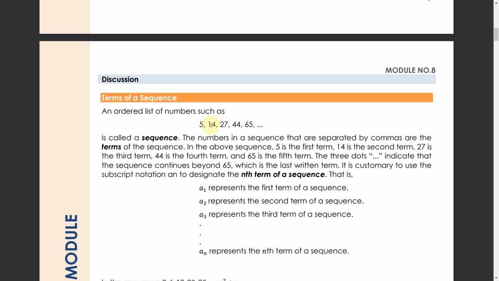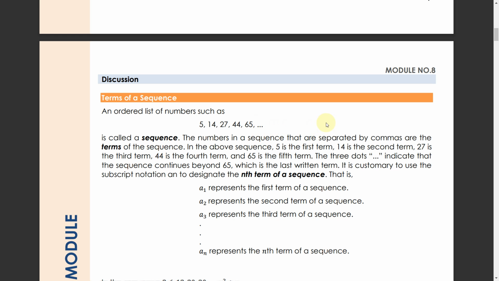So this is our first term, this is our second term, third term, fourth term, then fifth term, and so on. In the above sequence, again, 5 is the first term, 14 is the second term, 27 is the third term, 44 is the fourth term, and 65 is the fifth term. And these three dots indicate that the sequence continues beyond 65. This is read as "and so on", which follows the last written term.